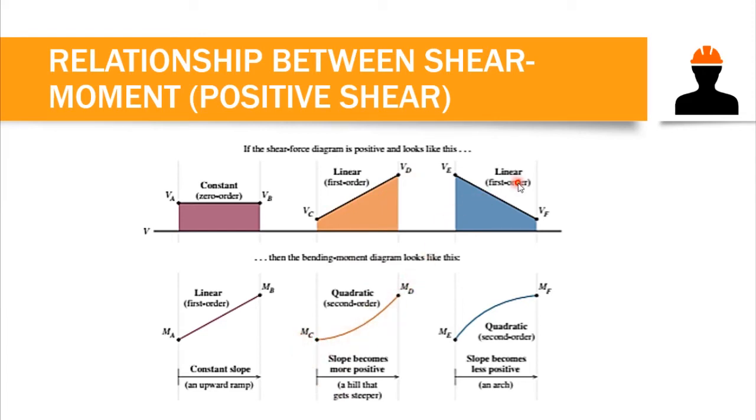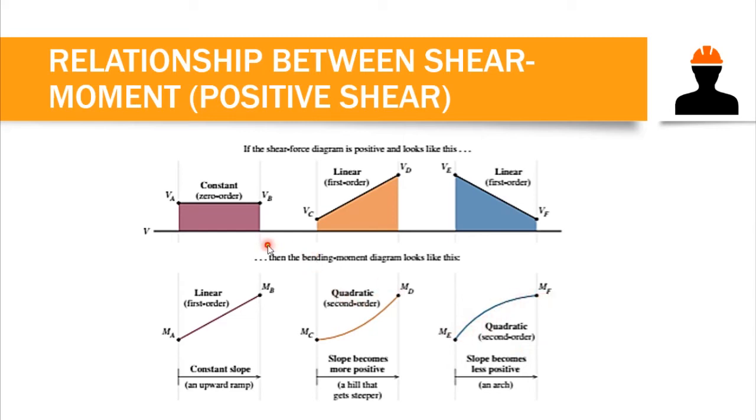Now, if our shear diagram is linear and decreasing, then our moment diagram is a frowning face and is in second order, or a quadratic equation. So like this one, it is frowning.